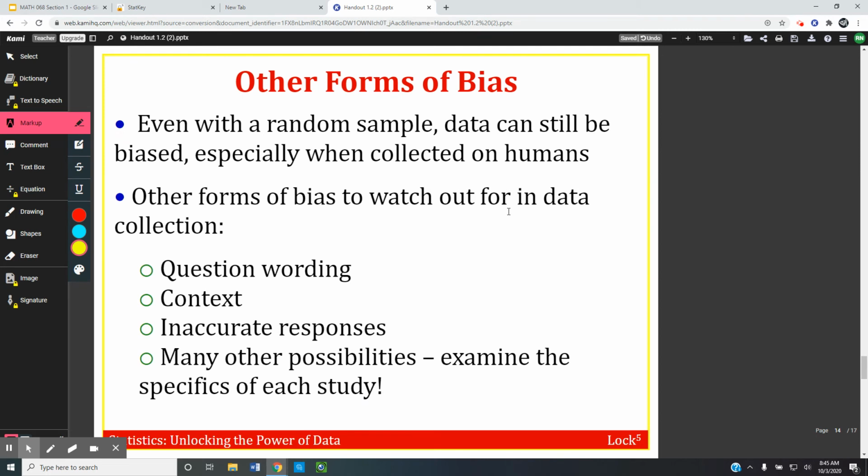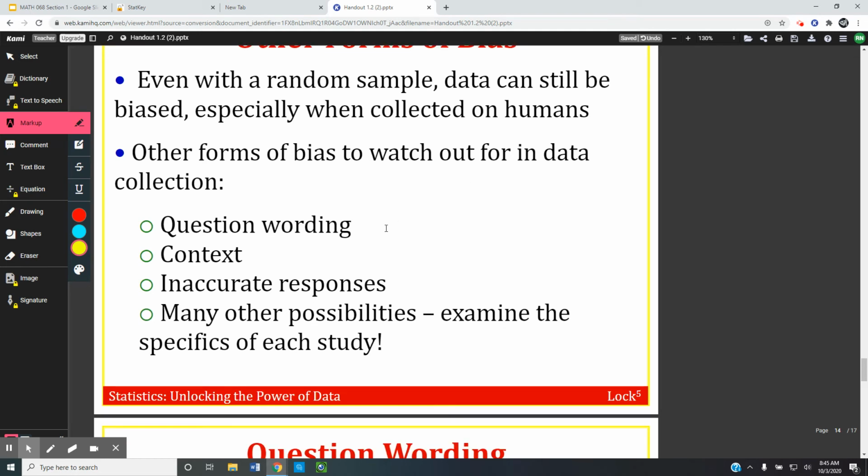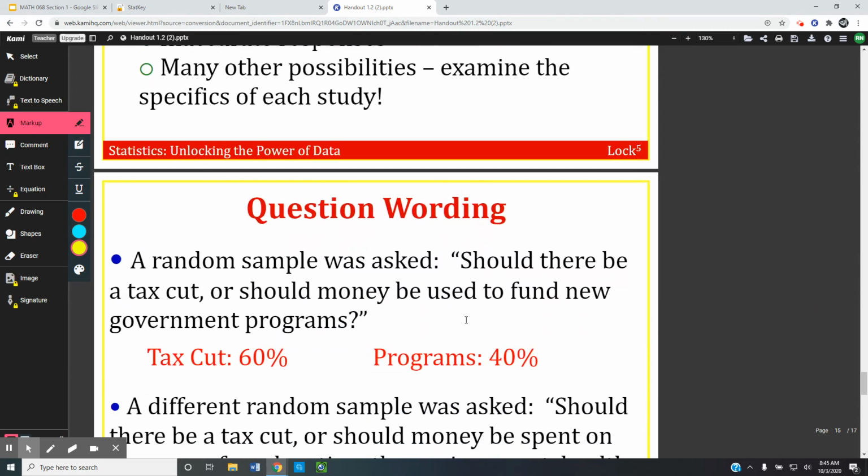Other forms of bias. Even with a random sample, data can still be biased, especially when collected on humans or by humans. Other forms of bias to watch out for in data collection: question wording, since I can change question wording pretty easily and change how we get answers; context; the inaccuracy of responses; and many other possibilities. Let's look at some question wording.